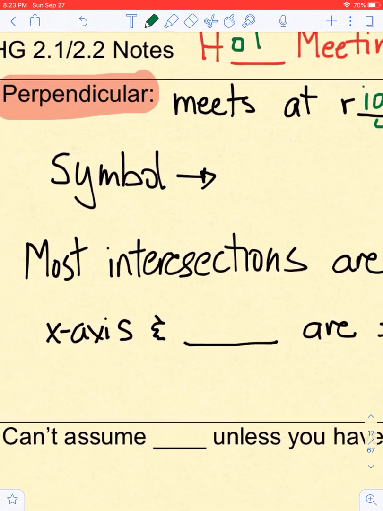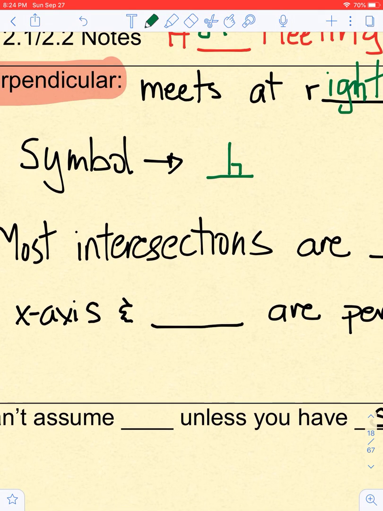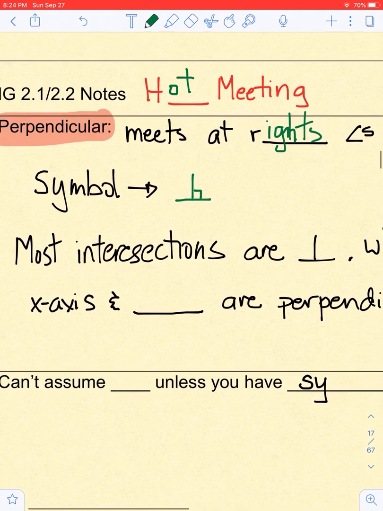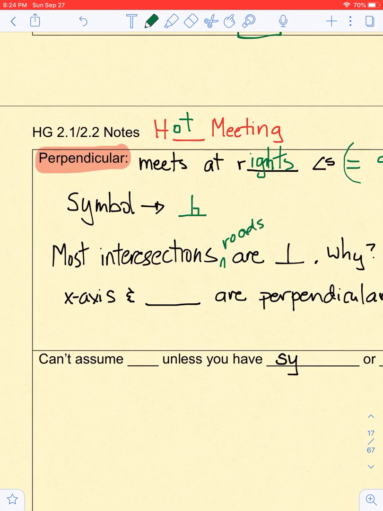The symbol that we use for perpendicular is an upside down T. Sometimes people put a little box in the corner too, because that's another symbol that we put where two lines meet, and that would imply that those are perpendicular. Most intersections, like roads, are at perpendicular.